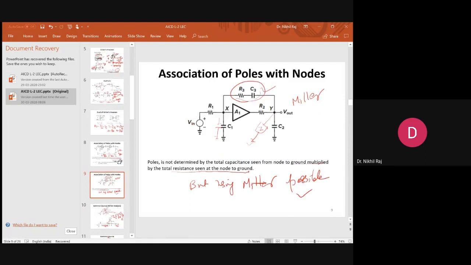So coming to slide number 9, what happens in this? Can we directly write the equation like A1 divided by 1 plus SRC? No, here we cannot apply it, because here a component common to input and output is coming. So what we have to do is first apply Miller's theorem here. After the decomposition, we can do this estimation. Okay.